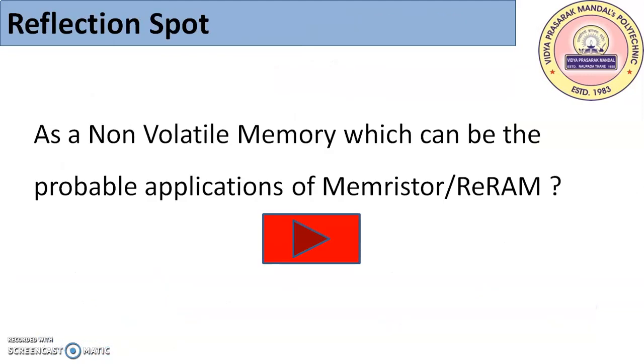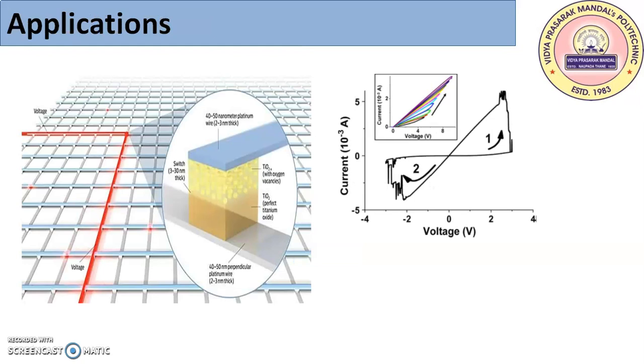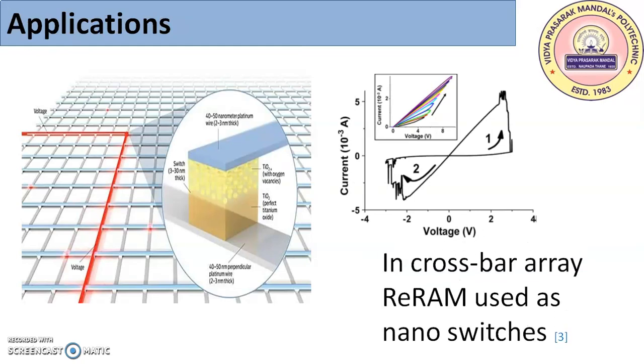Reflection spot. The learners can write down the answer for the question: a non-volatile memory, which can be the probable application of memristor or ReRAM. After writing down, you can click on the next slide. In the application of memristor in a crossbar array, ReRAM was used as nano switches.